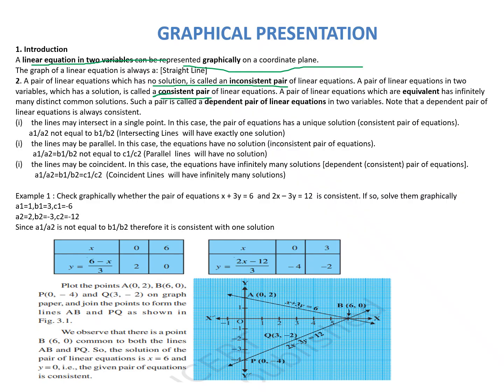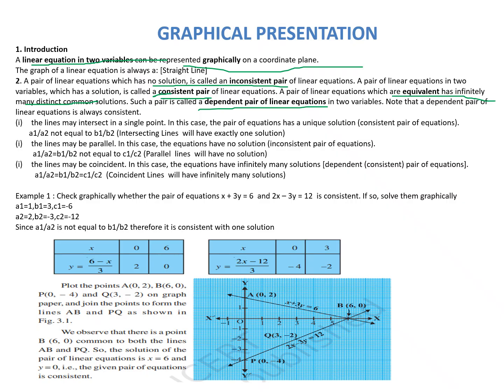A pair of linear equations which are equivalent has infinitely many distinct common solutions. Such a pair is called a dependent pair of linear equations. So we have a situation wherein the pair is consistent, but it has infinitely many solutions. And we'll learn about all these situations in the slides below: when a solution is unique, how it can be presented on the graph, and what the relationship is between the unique solution and the intersection.